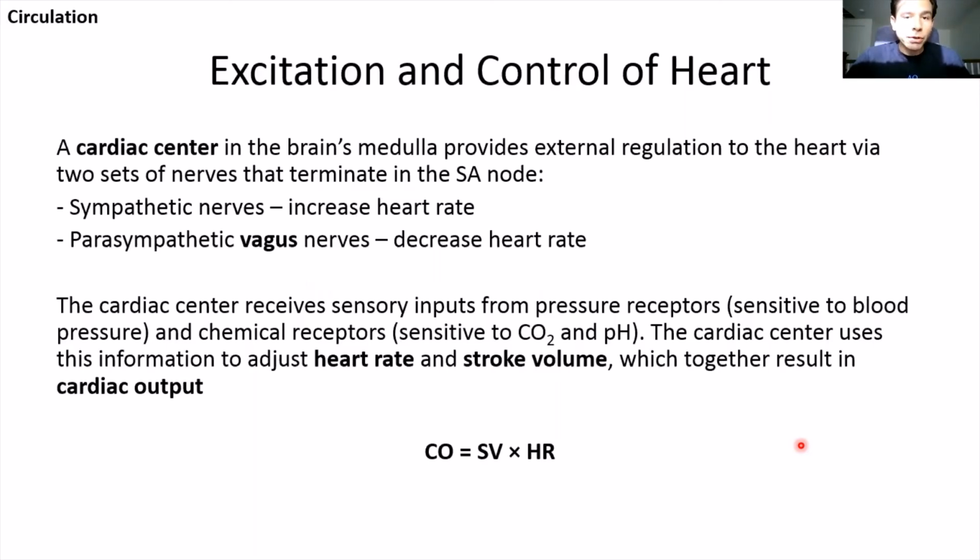Again, same thing when you are running or doing some other kind of strenuous exercise. Your heart will pump faster, not because you need more oxygen, but because you need to expel more CO2 than normal. So that cardiac center in your brain uses all of this information to adjust the heart rate and the stroke volume, which together result in the cardiac output. It's really the simple product. So the cardiac output is the product of the stroke volume and the heart rate.